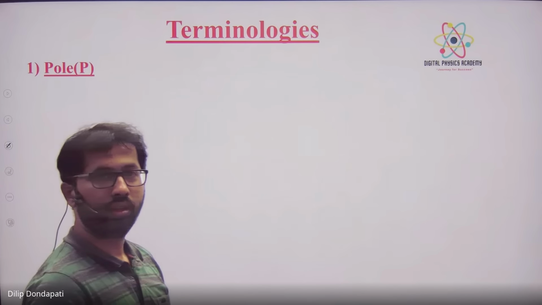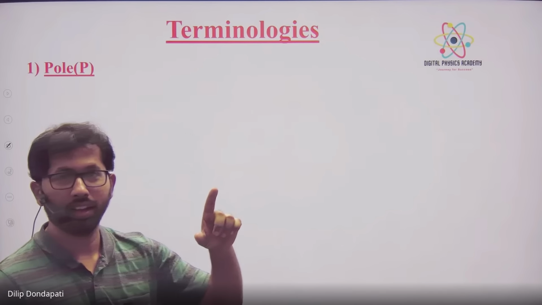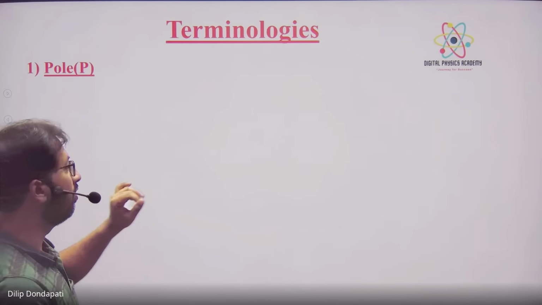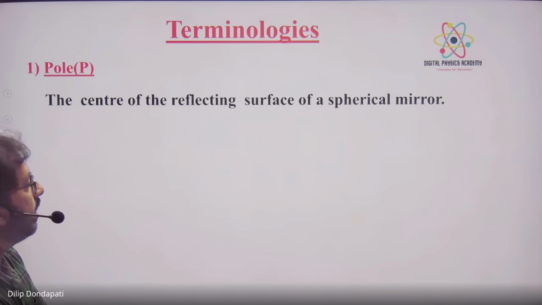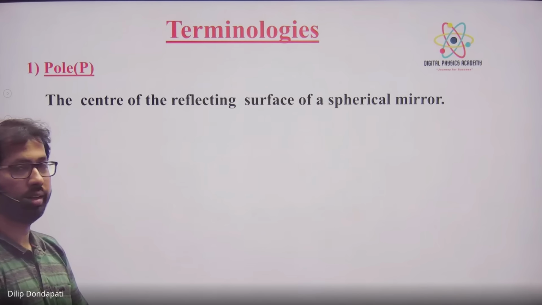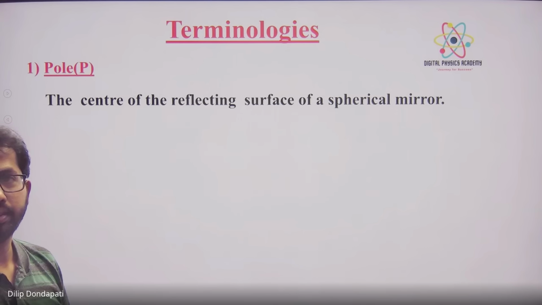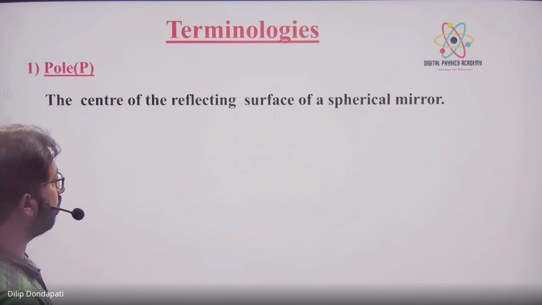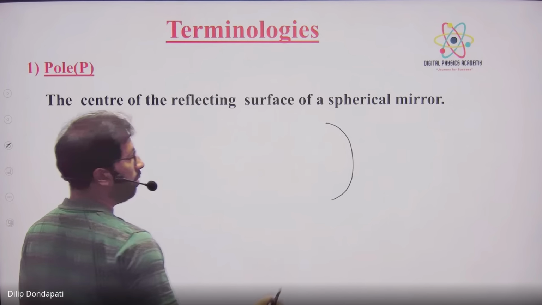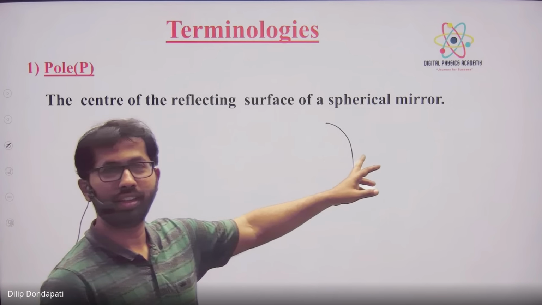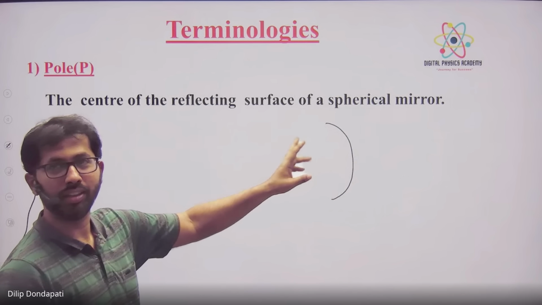Pole. Not the pole outside, like in street lights. It is a different pole. What is a pole? The center of the reflecting surface of a spherical mirror is called pole. The center of the reflecting surface of a spherical mirror. So this is a spherical mirror. Which type of mirror? Remember, I told which type of mirror it is.